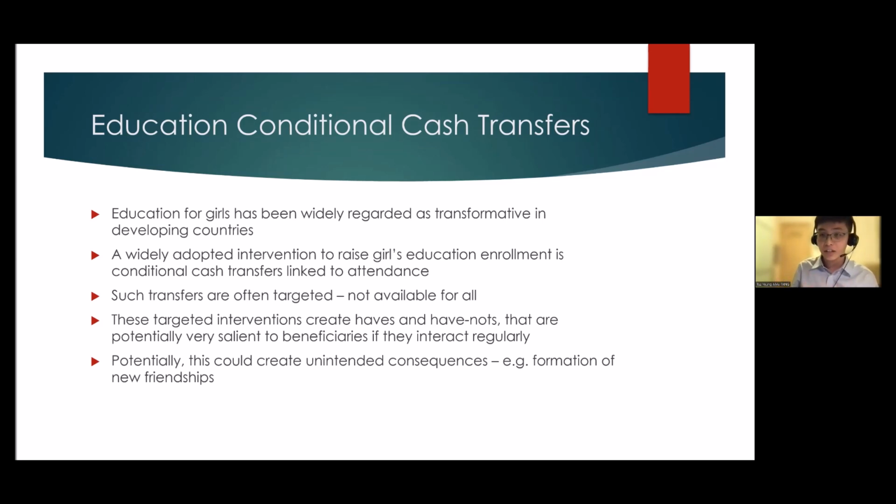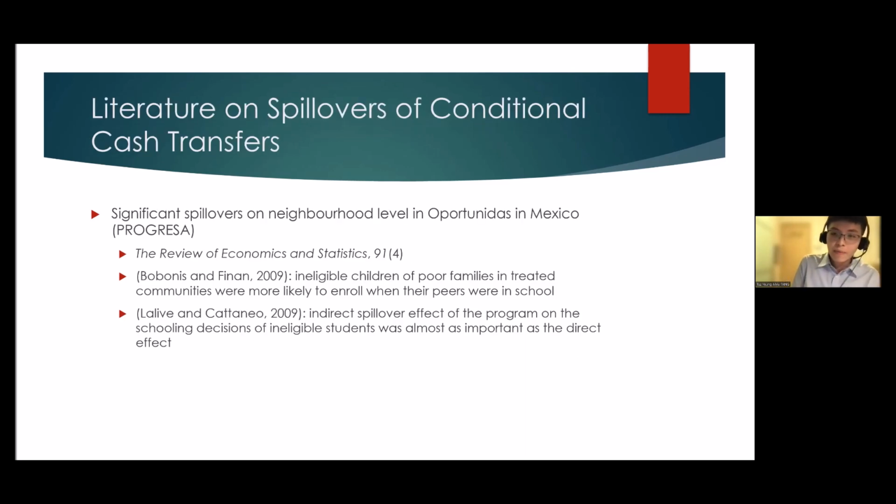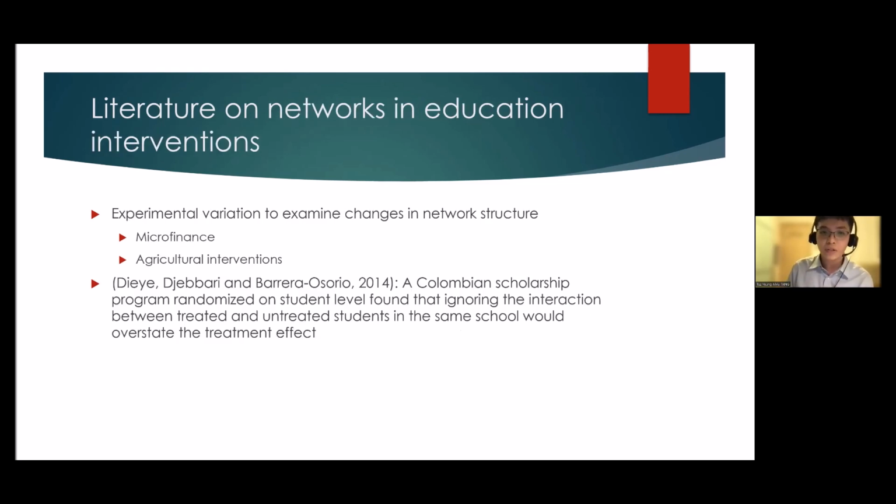Such transfers are often targeted, meaning that they're not available to all. As they're targeted, this creates haves and have-nots, which could be potentially salient to beneficiaries if they interact regularly. And potentially this could lead to unintended consequences, which is what my paper is mainly about. So the paper is loosely related to two pieces of literature. As limited by today's time constraint, I don't really have the time to walk you through, but it's on the spillovers of conditional cash transfers, and also some literature on networks in education interventions and in interventions in general.